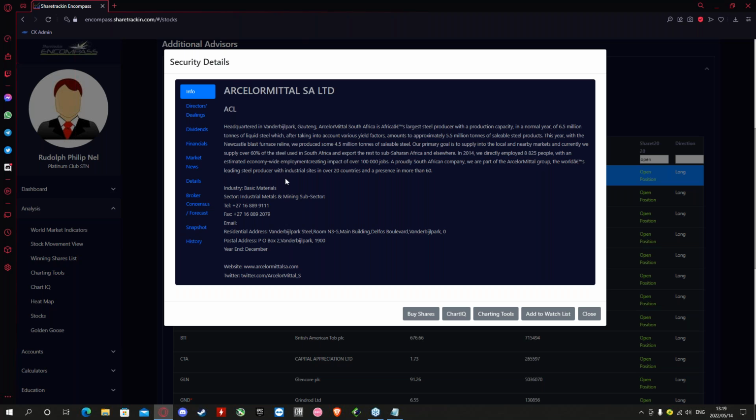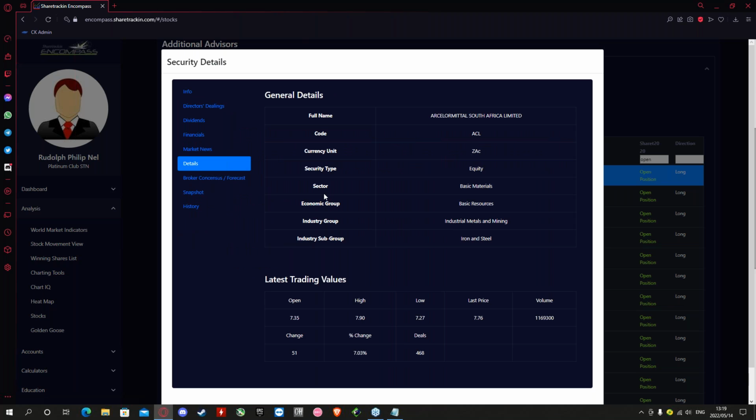So that's where you're going to do some of your fundamentals, on this page, on these security details. And then also your details, for instance, would be a really important thing to have a look at. The reason I go to this page is to compare the values between Thursday and Friday. So we see that the opening price was 735, the highest price was 790, and then the lowest price was 727. Last price is 776. Okay, and then the volume, so that's the volume traded for the day, and then the amount of deals.